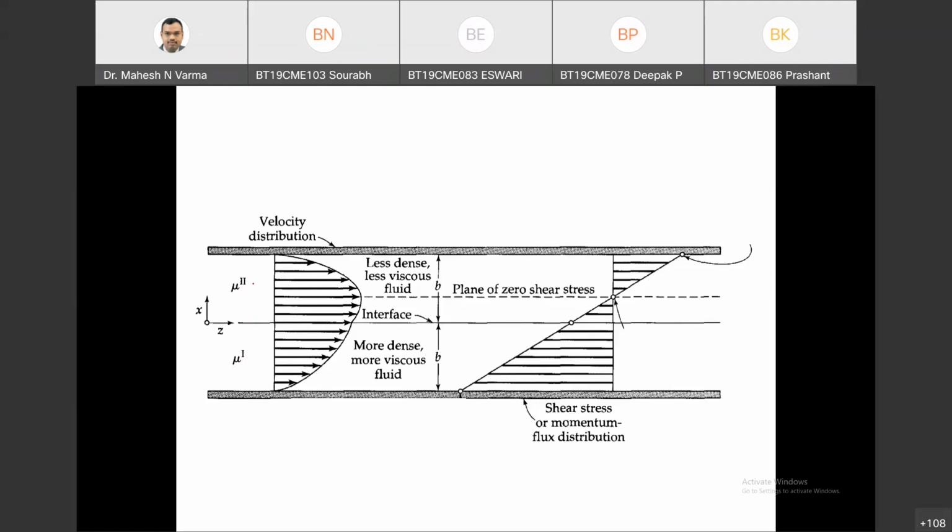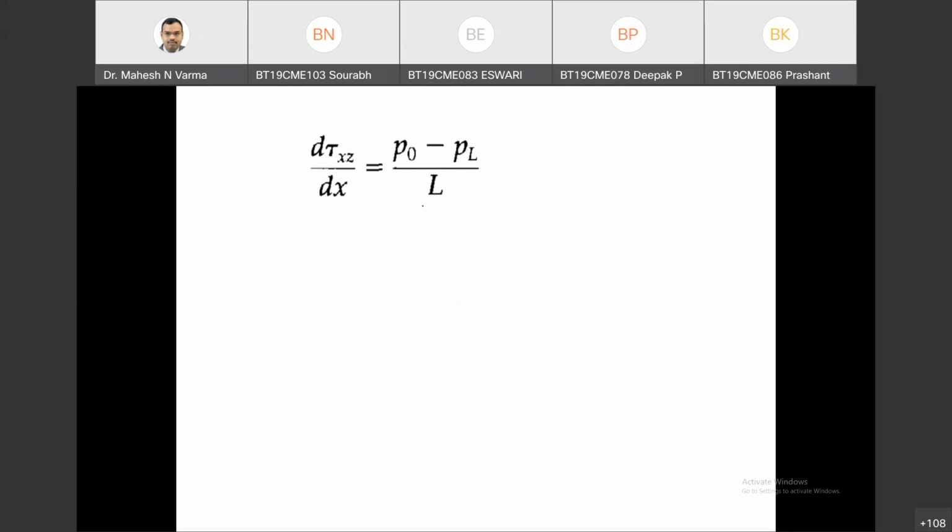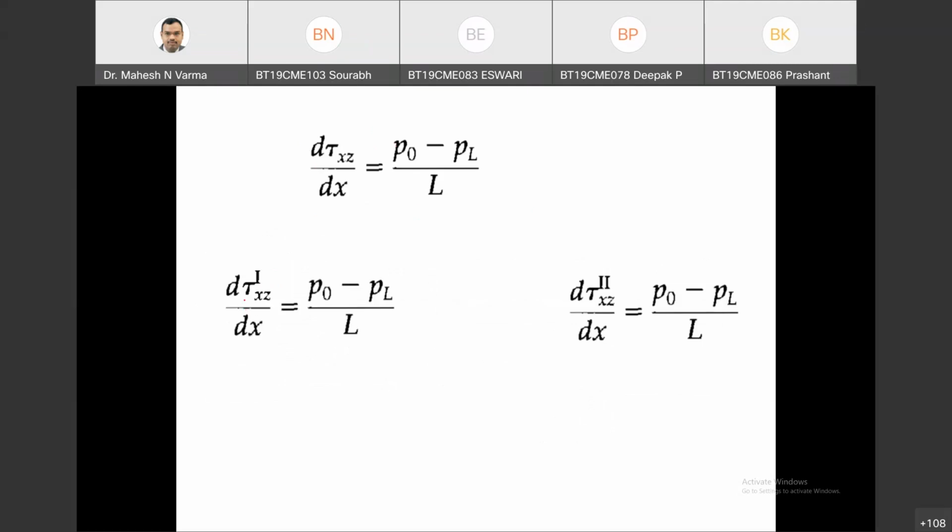So I cannot use the same shell balance equation for both phases. I need to use this shell balance equation for phase 1 separately and this one for phase 2 separately. So for phase 1, d by dx of tau xz will be equal to p0 minus pL divided by L, and for phase 2, d by dx of tau xz will be equal to p0 minus pL divided by L.